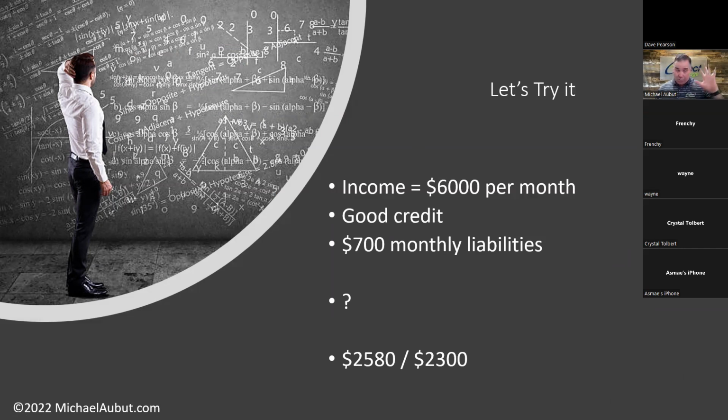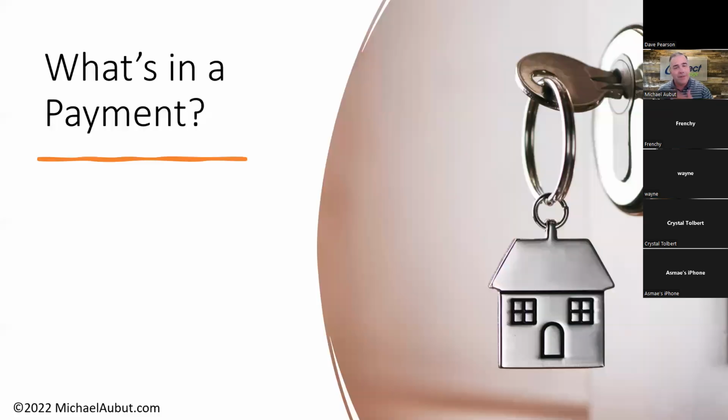Now, we know their income. We have a ballpark idea of their credit. We now know their housing payment. What's that housing payment going to consist of? P&I. Who knows what P&I is? What's that? Principal, interest, taxes, and insurance. That's PITI. So far P&I, right? Our payment consists of principal and interest. Yes, sir.